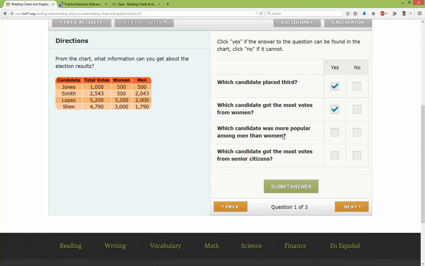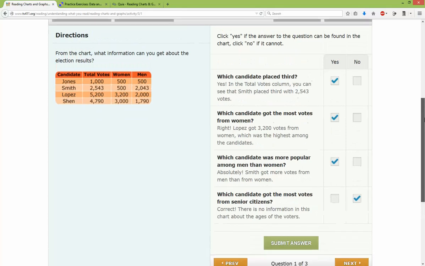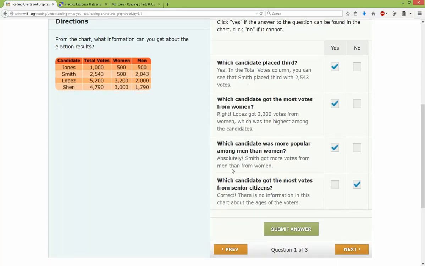Which candidate was more popular among men than women? Yeah, we can also answer that. Which candidate got the most votes from senior citizens? No, we have no age information. Yes, right. Absolutely. Correct. It's such a confidence booster right here.